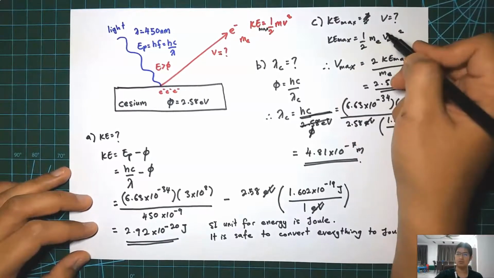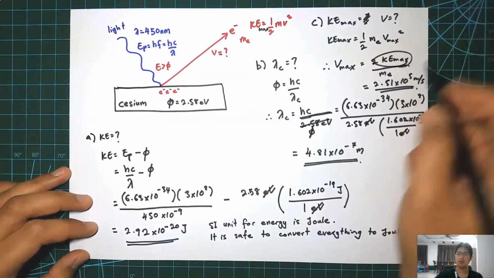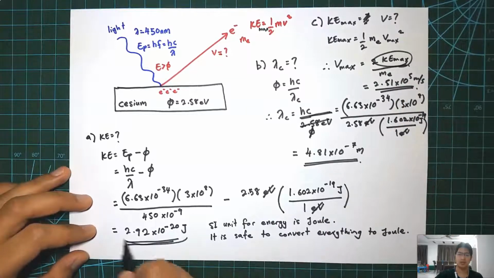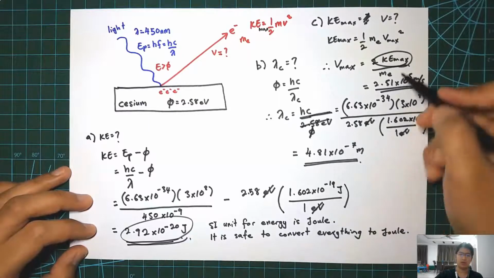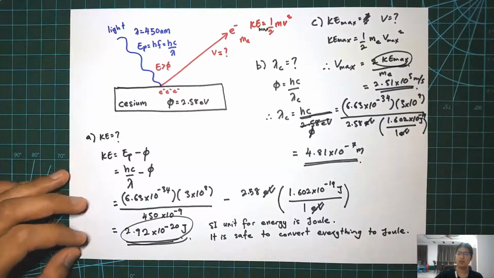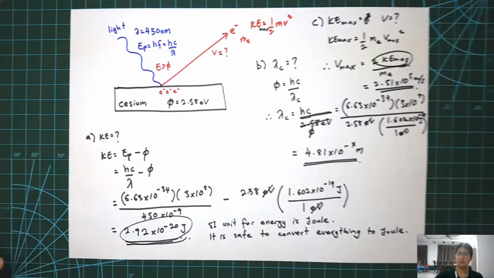Don't forget to write the unit, meter per second. The value of the maximum kinetic energy you can get from question A, and the value for the mass of the electron you can get from your textbook or from the cover of your calculator. I hope you understand.